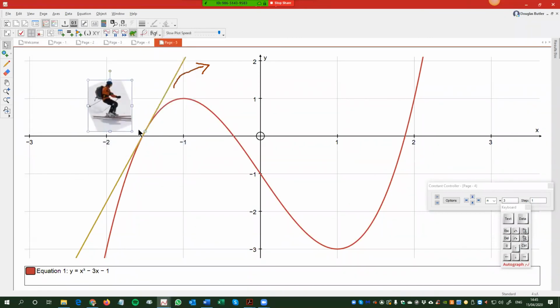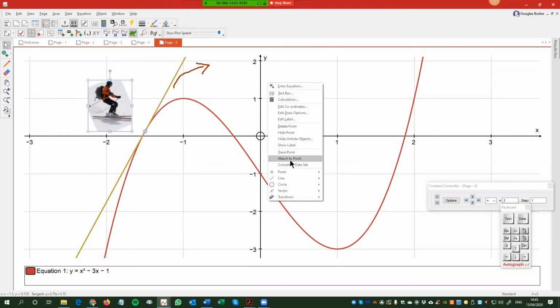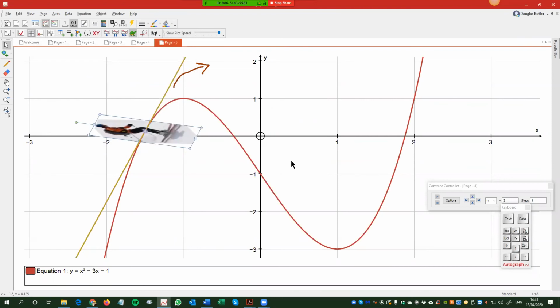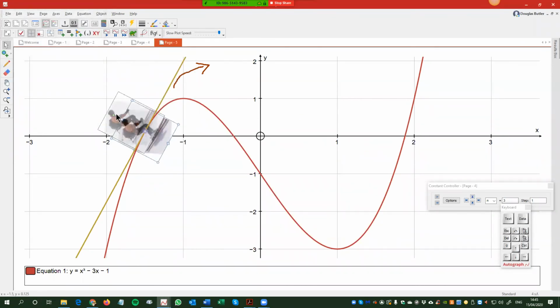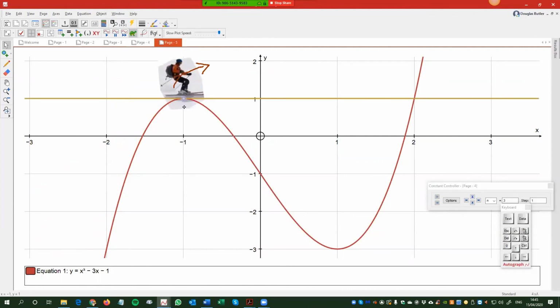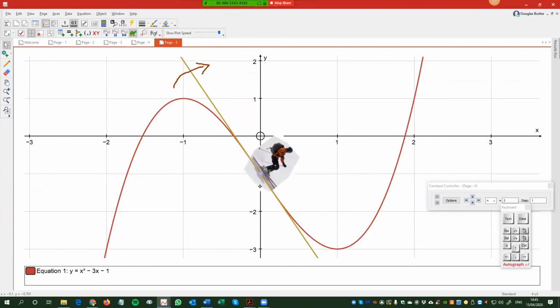Now, if we attach this image to this point, we can have a lot of fun. Attach to point. Ooh, it's gone a bit skew-whiff, isn't it? So double click on the image. One of the options is not to scale image with axes, and then it goes back to being okay again. And then all you have to do is just move it so that it's in roughly the right place. You can rotate it as well. That's about it. And move this point round.